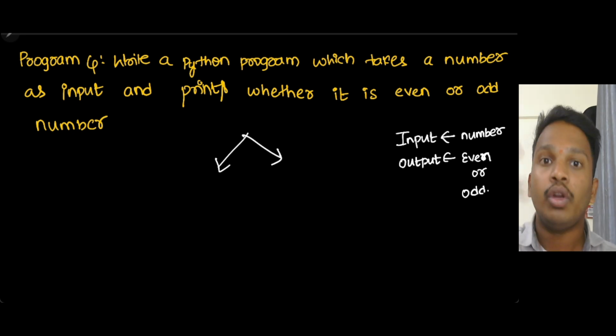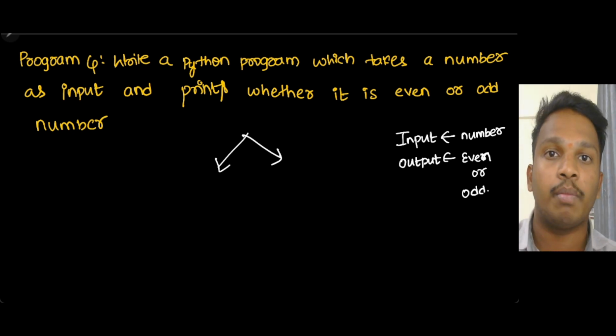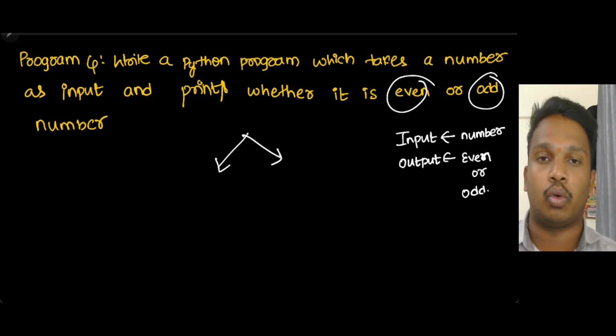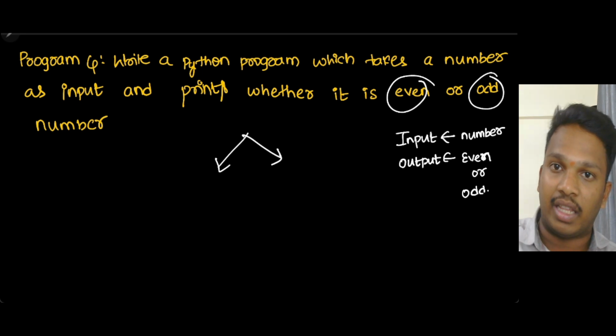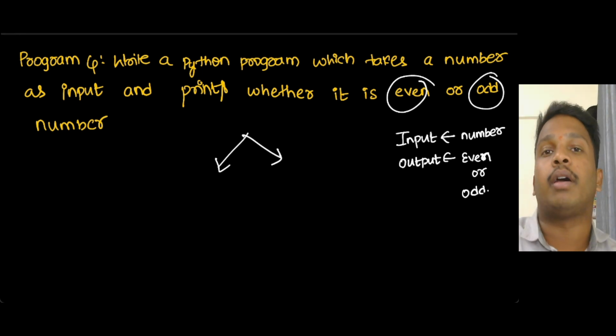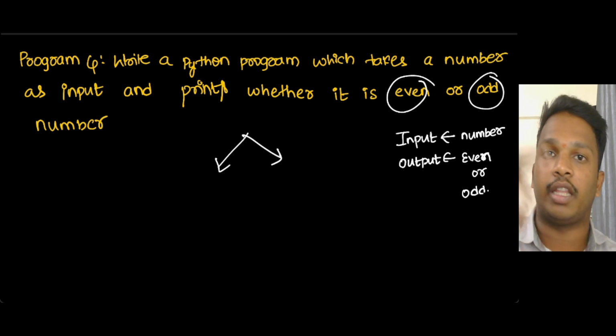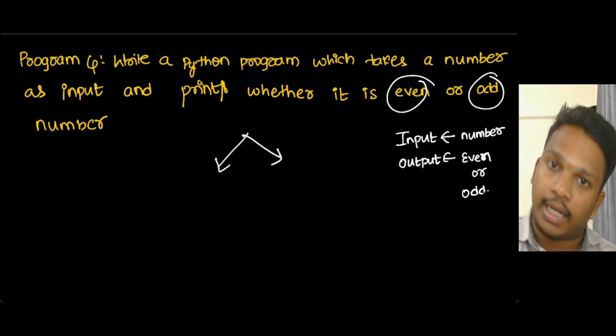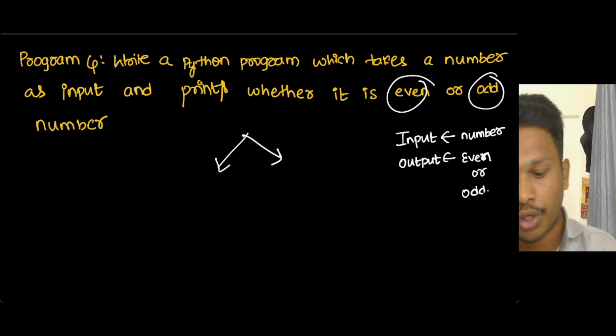By reading the question only we must understand: either even or odd. As I told, either-or, this or that. Whenever we have only one special condition, then we should use if. Now here we have two special conditions, this or that. In this case, what should we use?